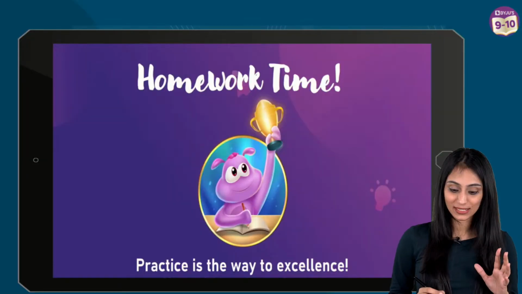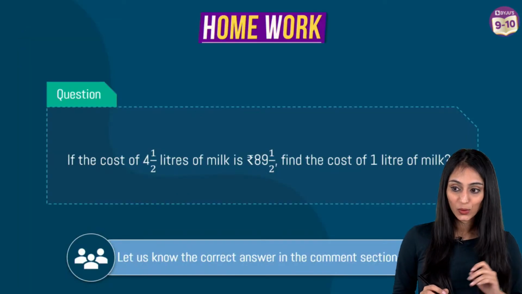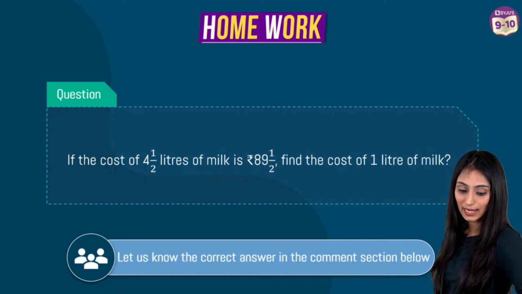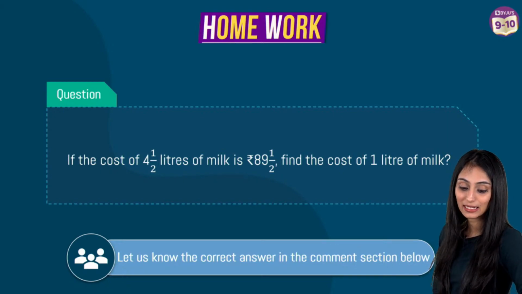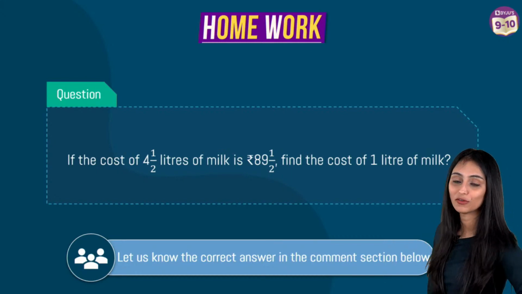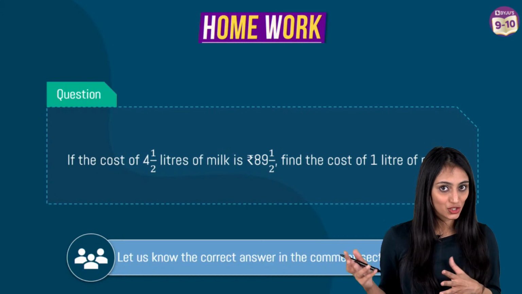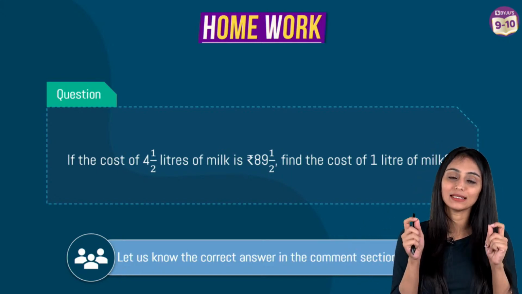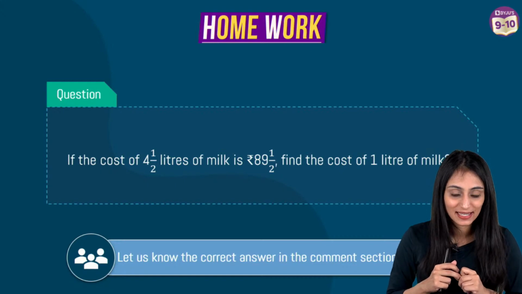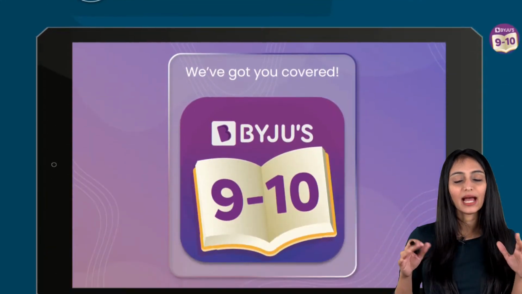Alright, so it's homework time. What you need to do is, you have a question you can see on the screen. If the cost of 4.5 liters of milk is rupees 89 1 by 2, find the cost of 1 liter of milk. So after this session, when the session gets over, you can solve this question and leave your comments in the comment section below.